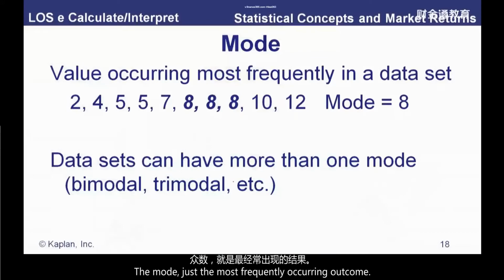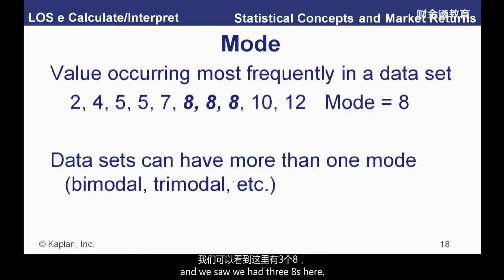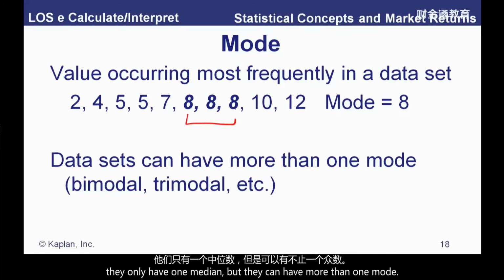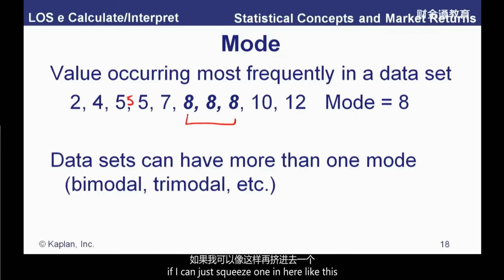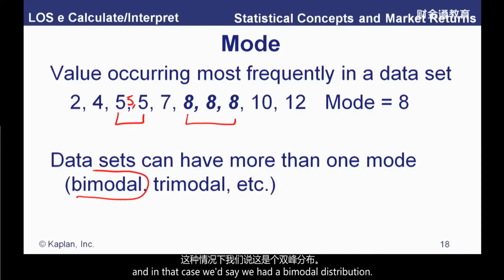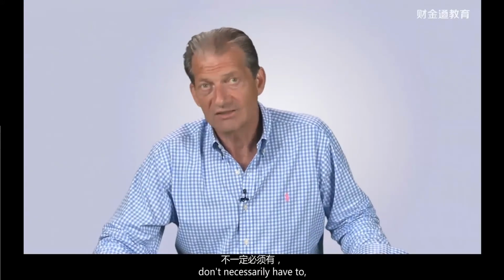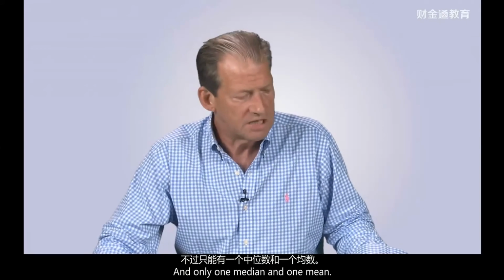The mode, just the most frequently occurring outcome. So in our example here, we put all our outcomes in numerical order, and we saw we had 3 8s here. That's the mode. Now data sets only have one mean. They only have one median. But they can have more than one mode. If there were another 5 in here, if I could just squeeze one in here like this, then we would have 2 modes. There are 2 values that occur the same number of times, the greatest number of times, 5 and 8. And in that case, we'd say we had a bimodal distribution. So we can have more modes. Don't necessarily have to, but we can. And only one median and one mean.